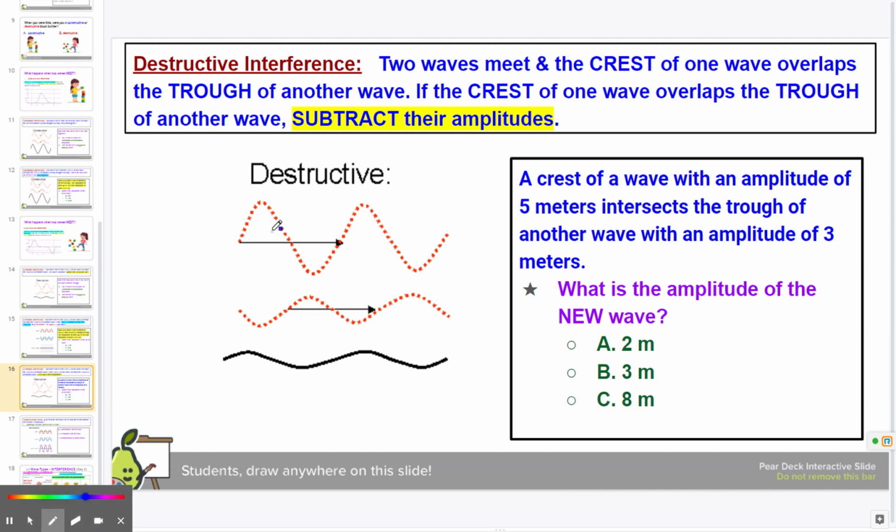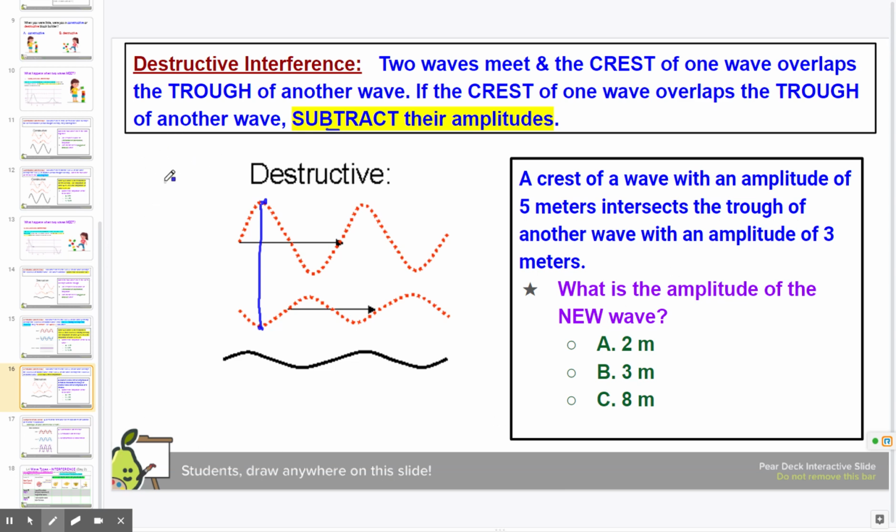So just double check. Here's the crest. Here's the trough. Trough is a low point, the bottom of the hole. The crest is the top of the mountain or the hill. So they overlap, the crest and trough, so this is destructive. And if it's destructive, we subtract. Okay, so let's try this. A crest of a wave with an amplitude 5 intersects with the trough of another wave with an amplitude 3. What's the amplitude of the new wave?